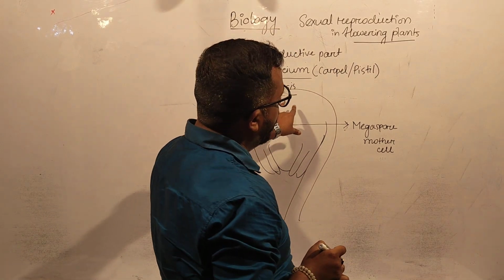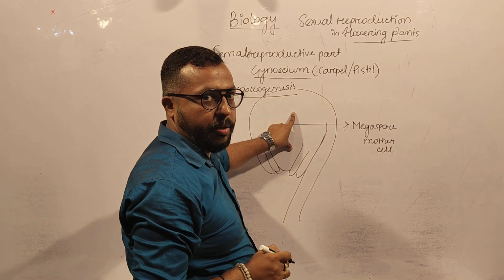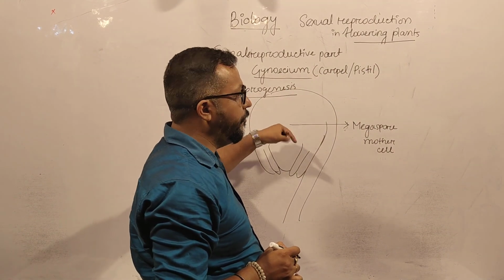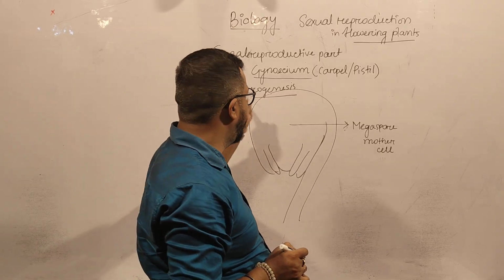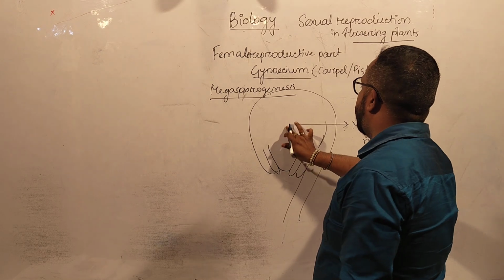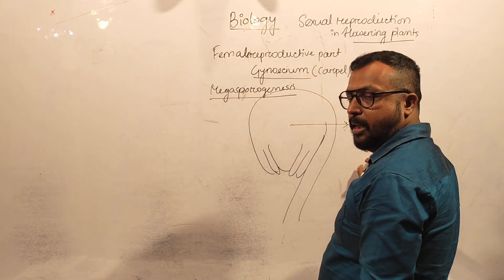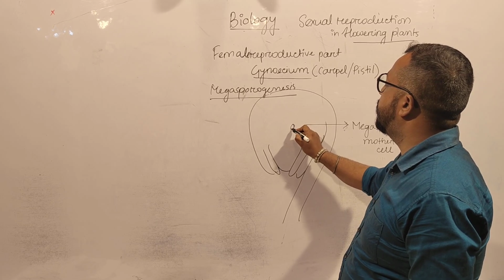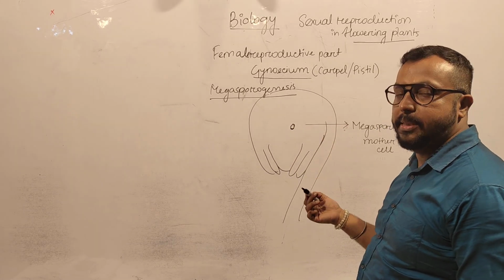Megasporogenesis is the production of the embryo sac, where the female gamete is present. That means the production of the female gamete. Also, we can say production of the female gamete is megasporogenesis. Inside this ovule, there is production of the megaspore mother cell. This megaspore mother cell is going to enlarge and look different from the surrounding cells.